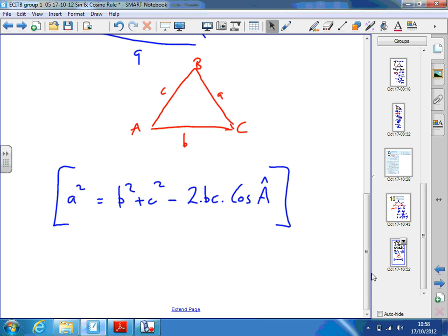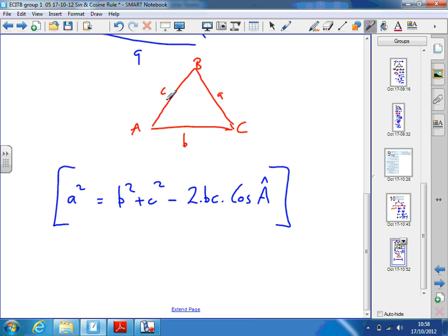Just to point out one or two things about this. If you look in textbooks, you might see this written in three forms. For example, this is set up to find side A at the moment. What if we want side B or side C? Well, you could write B squared equals C squared plus A squared minus 2CA cos B, and C another way. But I don't ever do that.